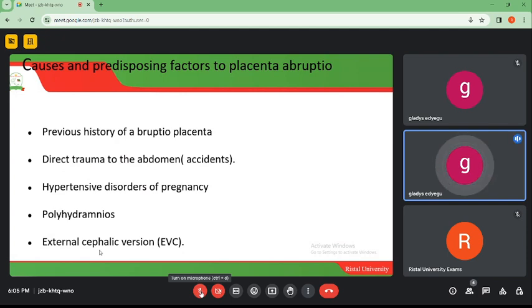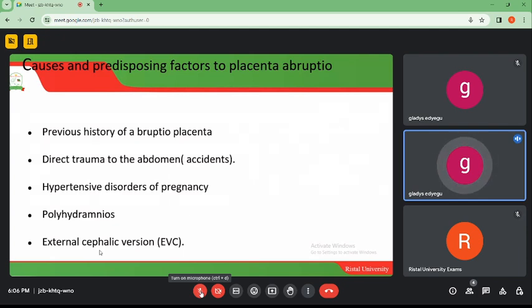So for the case of placenta abruption, we realize that some of the causes can be a previous history of abruptio placenta, and we also said in placenta previa, the previous history can also be one of the predisposing factors. Then there is direct trauma to the abdomen or accidents. It can be domestic violence from their partners. It can be due to either road traffic accidents or just a fall on her abdomen. Then she ends up causing that separation of the placenta prematurely.